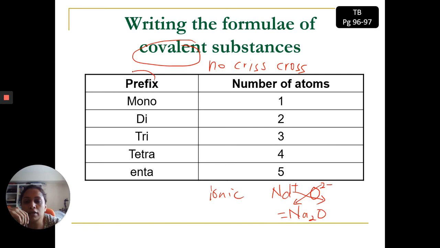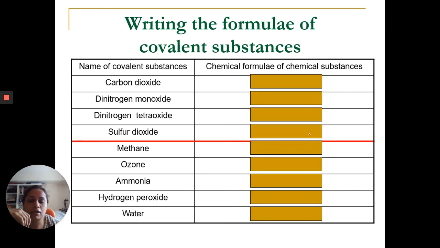So they will have prefixes in the names like mono, di, tri. Mono means one, di means two atoms, tri means three. There's a missing one, this is penta. Penta means five. You don't have to know so many, so probably these three are more than enough. Let's look at some examples. You see carbon dioxide. Di means two. Oxide comes from oxygen, so O2. So it looks like this.